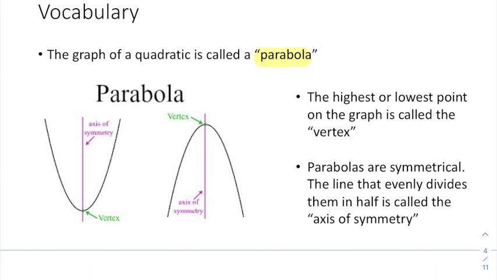Parabolas have this quality called symmetry, meaning the left half perfectly matches the right half. And this line going down the middle here usually is invisible, but it's known as the axis of symmetry. In a normal graph, we wouldn't necessarily draw this line, but it's drawn here to show you what the line represents. This is the line that you could fold the graph over, and the two halves of the graph would then be on top of each other.